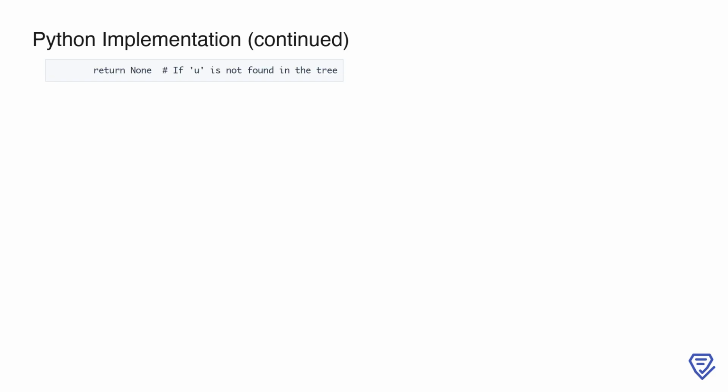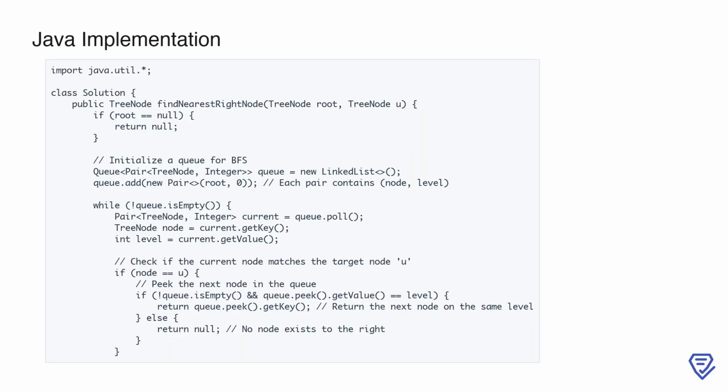This implementation efficiently traverses the tree and uses the queue to maintain the correct level order, ensuring we can identify the nearest right node when it exists. To solve the problem of finding the nearest right node in a binary tree, we start by importing the necessary utilities and defining our solution class.